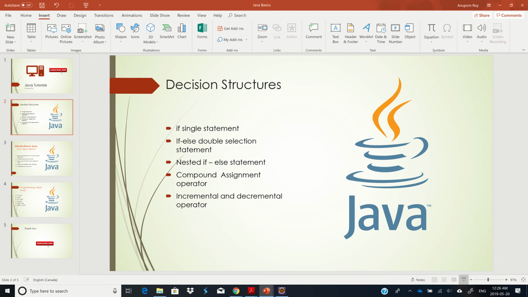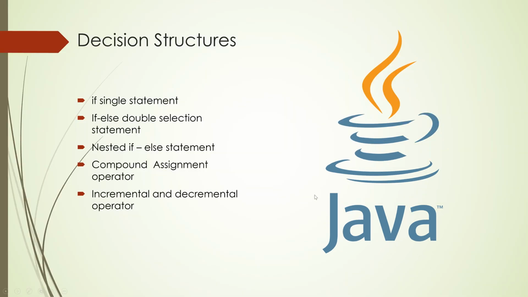Also, I told you guys that I'm going to talk about compound assignment. Compound assignment means, for example, age, and then if we write plus equals 3, whatever value this variable has, 3 will be added to it. So this kind of thing is called a compound assignment operator.